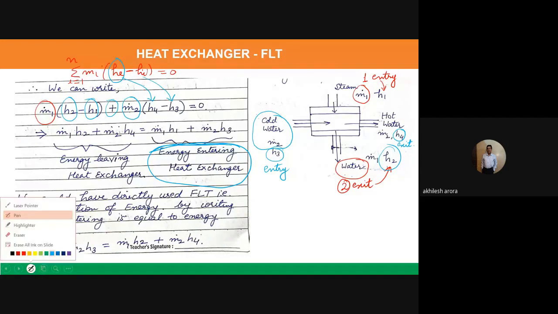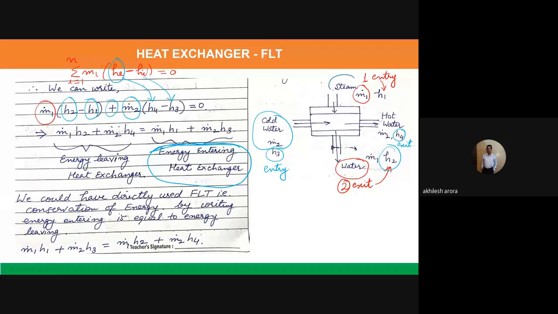First, it is the steam. So this is the entry point for the steam. The mass flow rate is M1 and the energy entering is H1. So this could be the first term here. So you can see here, I am writing M1 dot H1. And the second term, which is entering the heat exchanger, is this one, cold water, with the mass flow rate M2 and enthalpy H3. So this is the M2 dot H3.